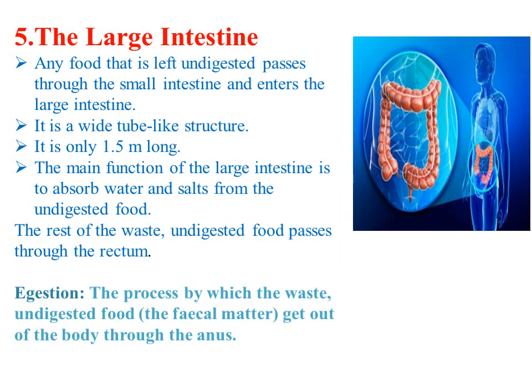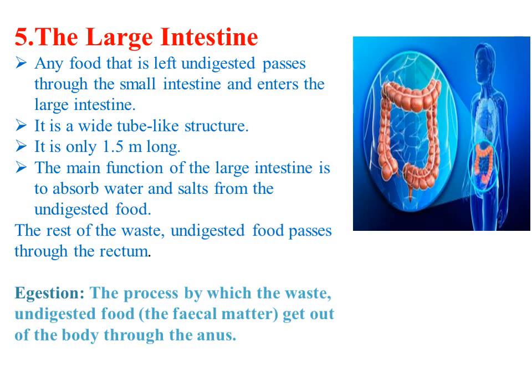Next comes the large intestine. Any food that is left undigested passes through the small intestine and enters the large intestine. It is a wide tube-like structure. You can see the structure in the figure. It is only 1.5 meters long. What is the length of the small intestine? We have previously learned that it is 7.5 meters, but the length of the large intestine is 1.5 meters. Just think of it, how they vary.